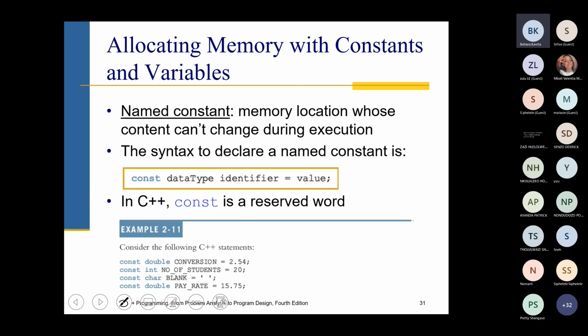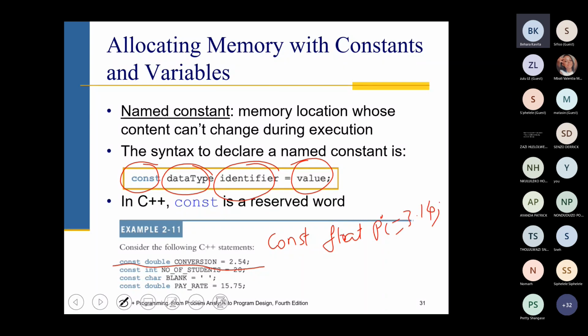This is what the constants are. How do you declare your constant? You start with the keyword const. You write the data type, you declare your identifier, and then you put the value. For example, you can see const double conversion = 2.54. Can you see that? Also, you can say const float PI = 3.14, and a semicolon. Every constant statement must be terminated with a semicolon.